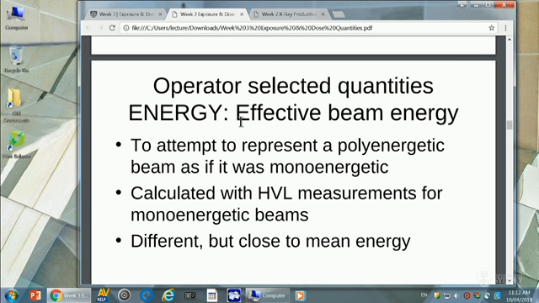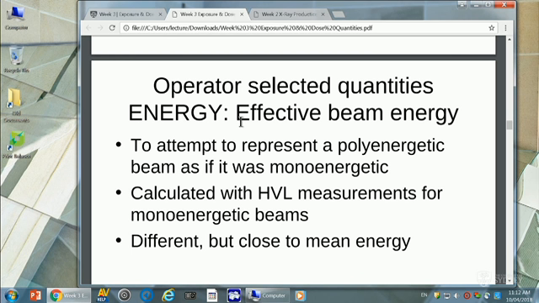Now, a much more precise method is effective beam energy. If you really want to describe this beam correctly, the term you really want to use is effective beam energy. Now this takes a little bit of thinking through. That's why I thought you needed a break before we got into it. So let's do this slowly.